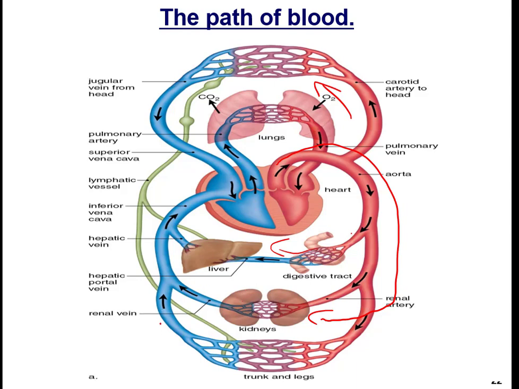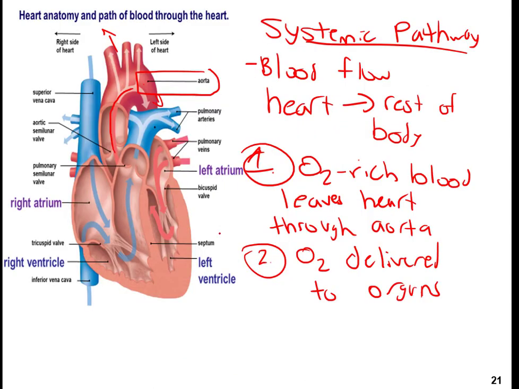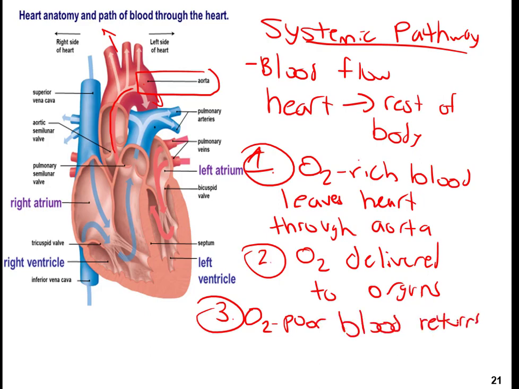Now the blood is oxygen poor. It's got to go back to the heart. So in step 3, oxygen poor blood returns to the heart. The way it gets back to the heart is through veins.